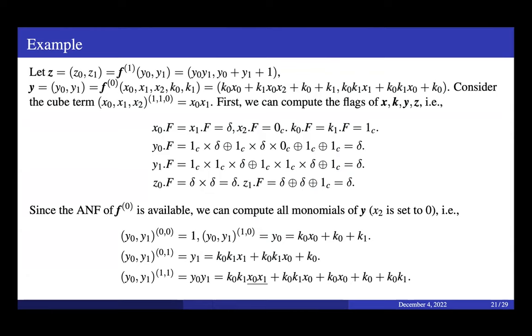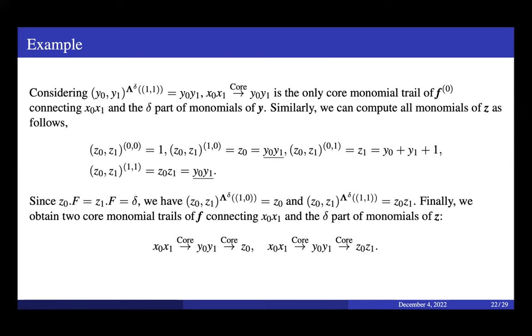Then we can compute all monomials. We can compute all monomials of Y, and we find the only co-monomial trail from X0, X1 to Y0, Y1. Again, by computing all monomials of Z, we find two co-monomial trails from Y0, Y1 to the delta part of monomials of Z. Finally, we find two co-monomial trails from the delta part of monomials of X to the delta part of monomials of Z.